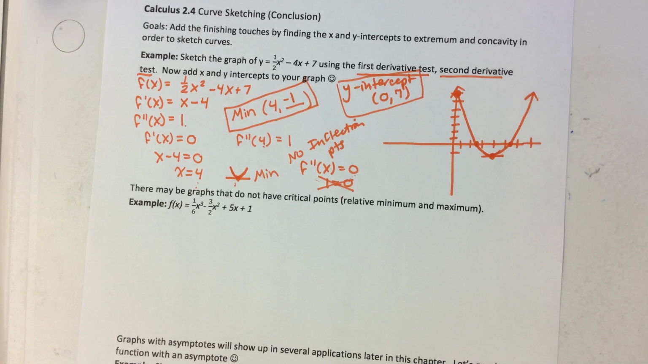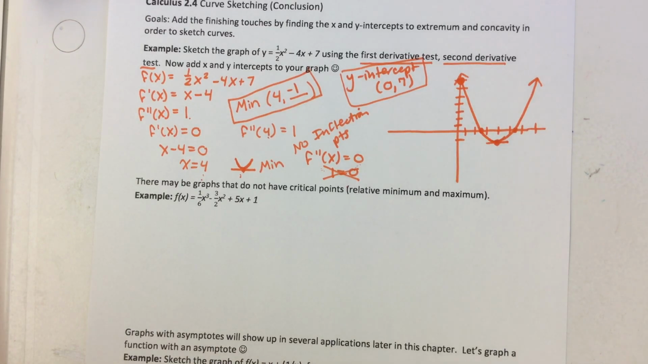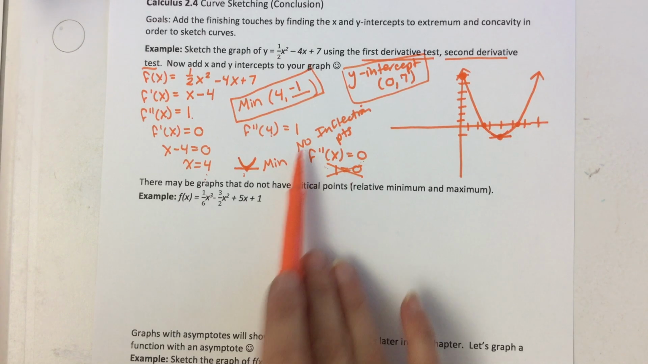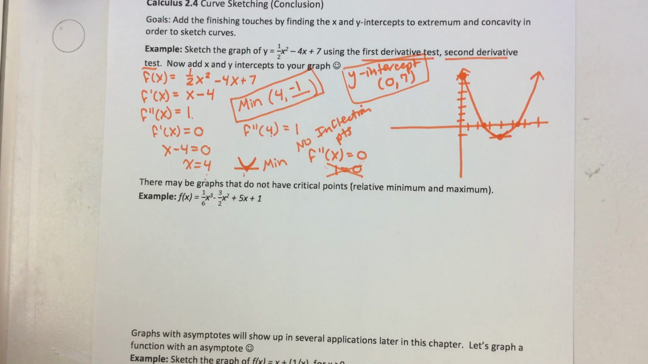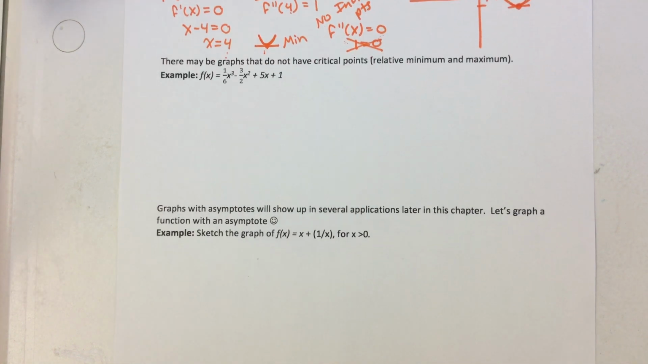Okay, let's go to the next one. This says there may be graphs that do not have critical points. So that means as we're going through this process, you might have things that have no maximums, no minimums. The last example, we had no inflection points. Okay, so don't be alarmed if you end up with some of those things. That is going to happen. And that's what 2.4 is really doing. They're having us practice the skills we've been working on, but they're throwing us a few curveballs.